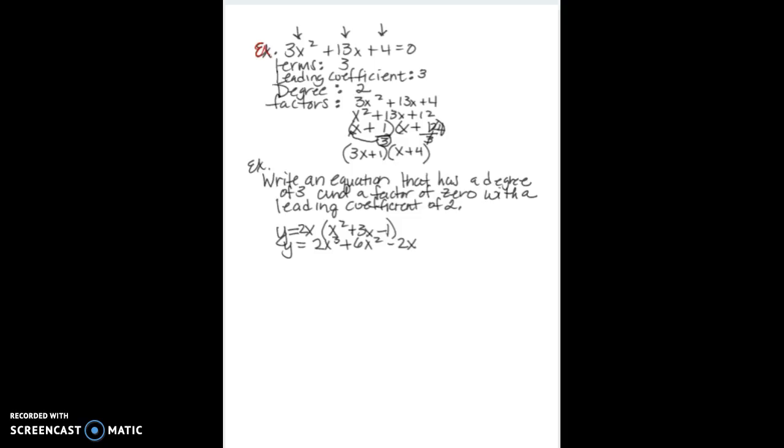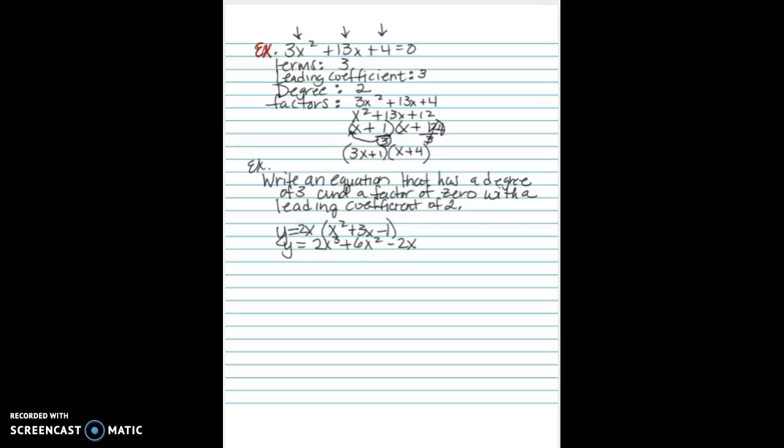For our next example, we have 3x squared plus 13x plus 4 equals 0. We have three terms. The leading coefficient is 3. The degree is 2. And the factors are, by slide and divide, 3x plus 1 and x plus 4, using slide and divide.